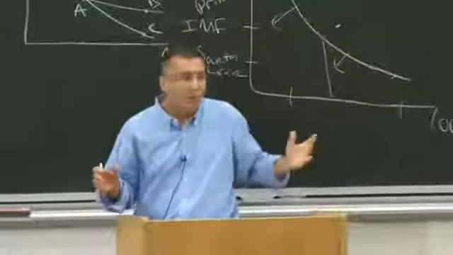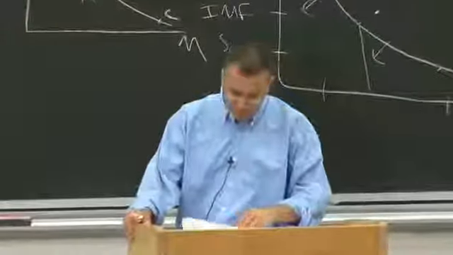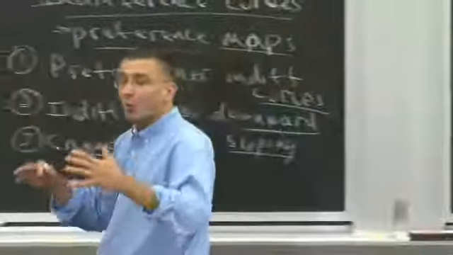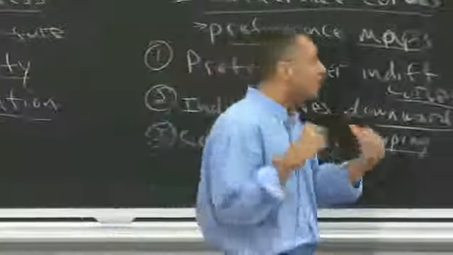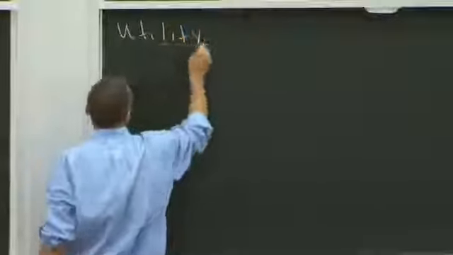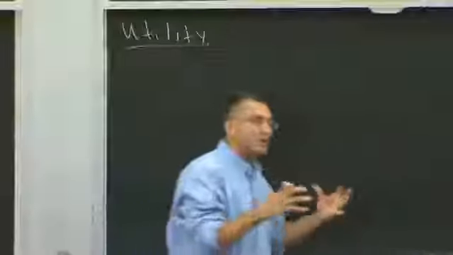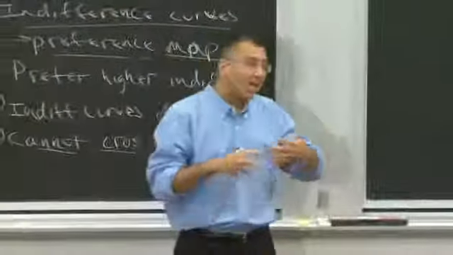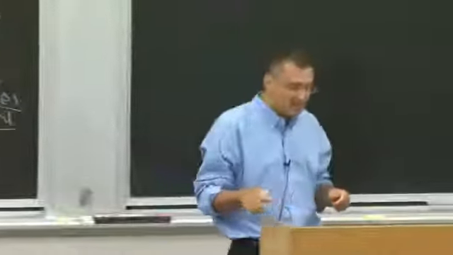All right? So that's a preference map. That's indifference curves. Okay. Now, let's step from indifference curves, which are the building block of preferences, to utility. Now, everything you need to know about preferences is represented in those indifference maps. The problem is they're pretty awkward to work with when we need to prove theorems and understand how people make decisions.